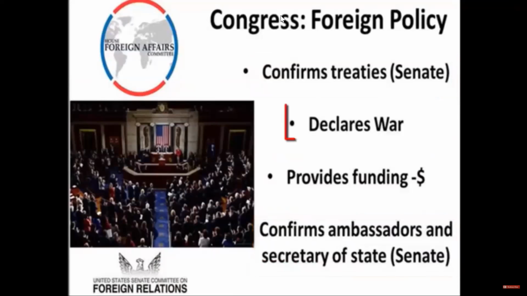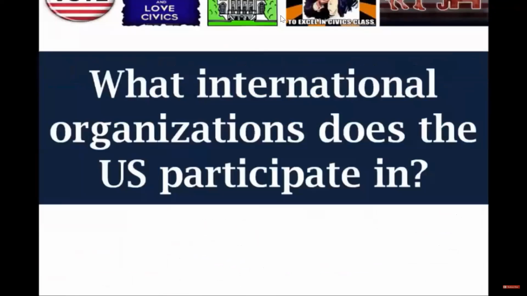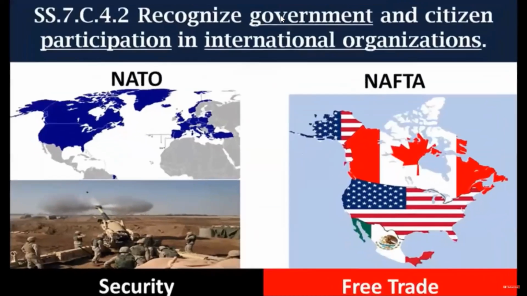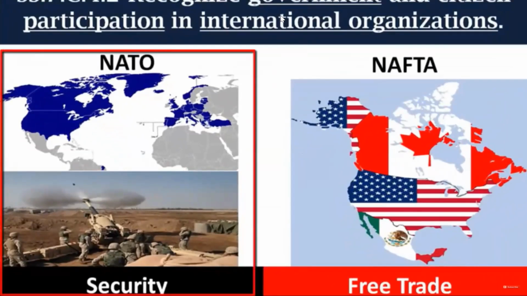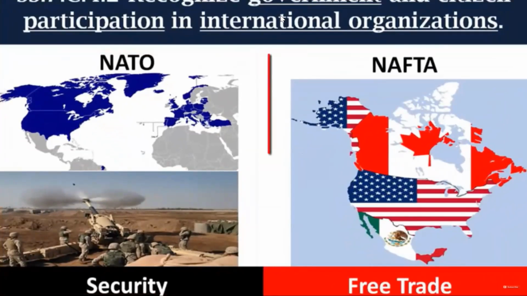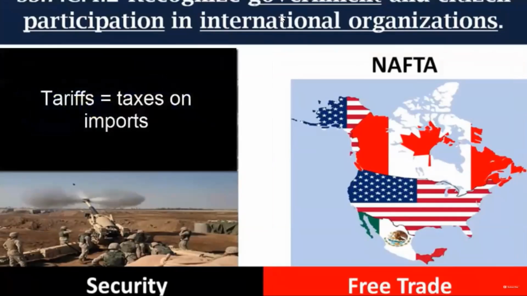Congress also has the power to declare war, and they are in charge of providing funding or the money that the president needs to carry out all of their foreign policy plans. What international organizations does the U.S. participate in? The U.S. has signed 2 treaties to join organizations that you are supposed to be tested on: NATO and NAFTA. NATO is a collective security group or a defensive treaty in which members must protect other members from foreign attacks. NAFTA is a free trade agreement between the U.S., Canada, and Mexico, in which all 3 countries agree to not tax each other's imports. Remember, taxes on imports are known as tariffs.